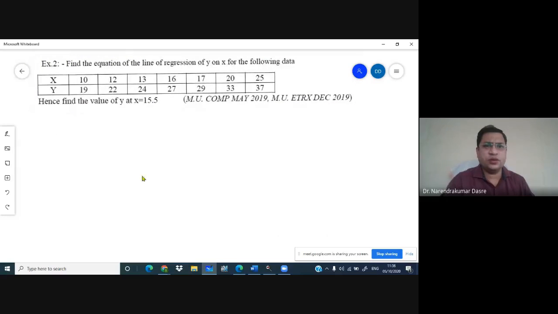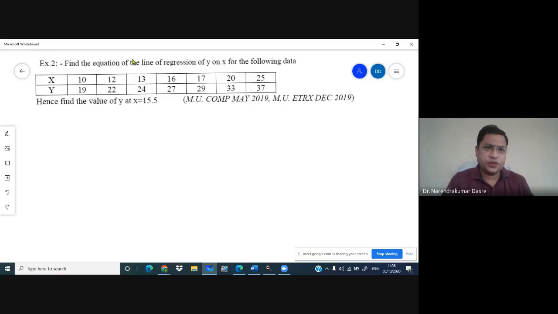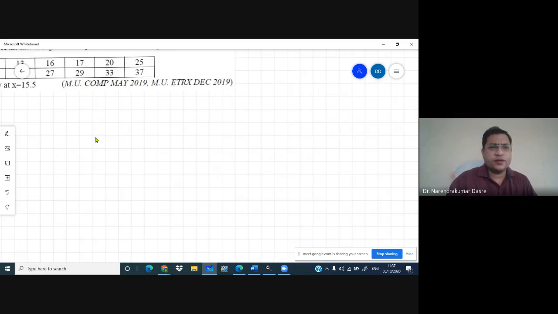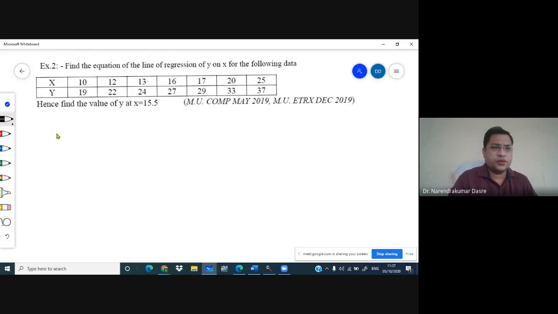So let's have another example. Here we have to find the line of regression of y on x, and we are given the following data. Using this data, we have to find the line of regression, and after finding it, we have to find the value of y at x is equal to 15.5. So we need to know what happens here at x is equal to 15.5. Okay, so let us try the solution.